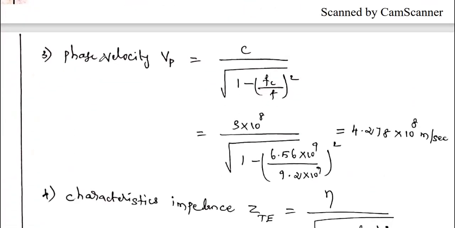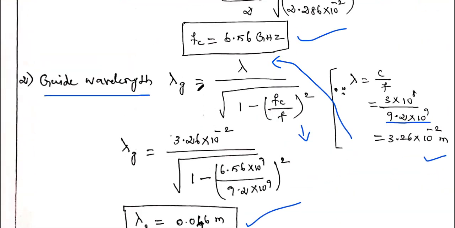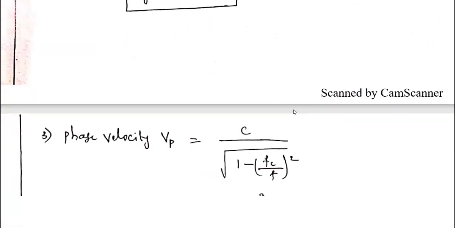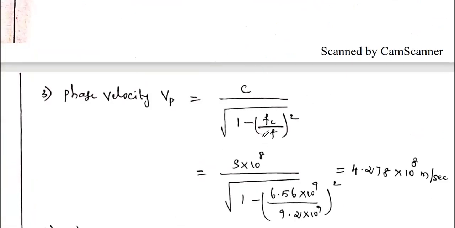Then the third question, phase velocity. So you know the formula for phase velocity, c by square root of 1 minus fc by f the whole square. So you just compare the phase velocity formula and the guide wavelength. The guide wavelength is lambda by square root of this. The phase velocity is c by square root of the same answer. Okay, the denominator is same. If the numerator is c, it's a velocity. If numerator is lambda, it is a guide wavelength.